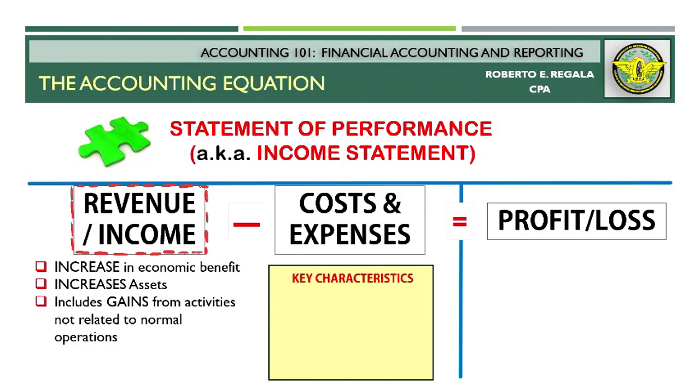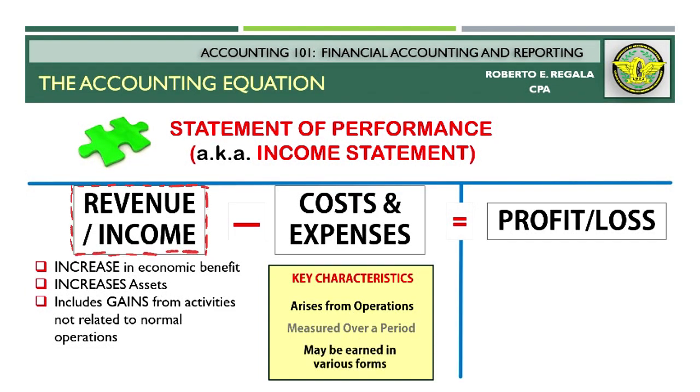The key characteristics of revenue are: 1. It arises from core operations, or the entity's primary activities like selling products or providing services. Other income, like gains from asset sales or interest earned, is categorized separately. 2. Revenue is measured and recorded over a specific accounting period, for example, from the first day to the last day of the current month, from June to August making up a quarter, or January to December of the current year. 3. Revenue may also be earned in various forms, such as in cash, receivables, or other economic benefits.